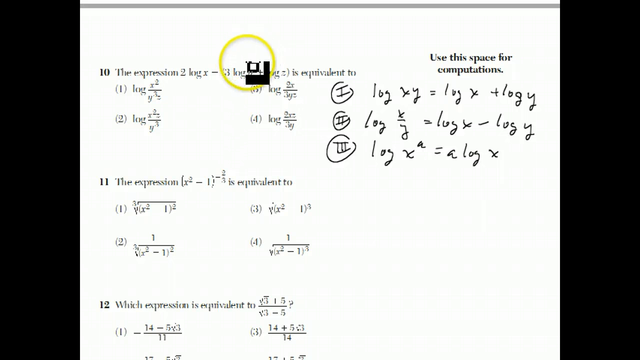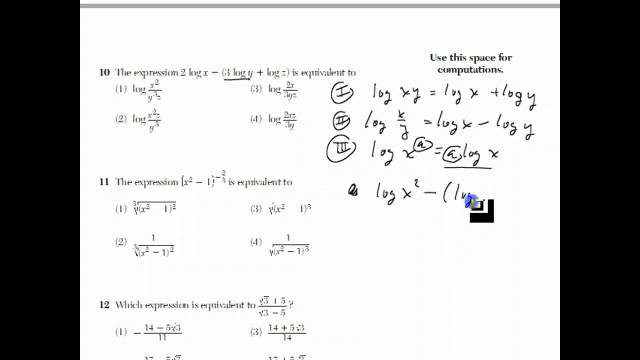I'll start with parentheses. Notice how, see this 3 log y? That looks a little bit like this, a log x. If you see any number in front of the log, you can write it. I'm just going to copy what we have so far. I'll do all rule 3s first. You are allowed to bring the coefficient up to become an exponent. So this becomes log of x squared minus parentheses log of y cubed plus log of z.